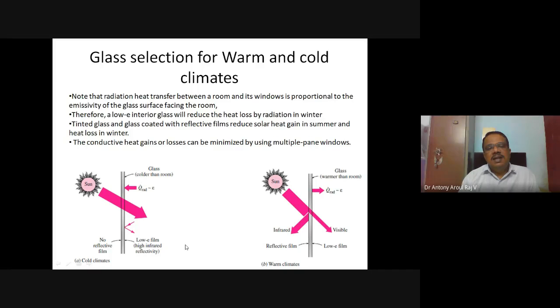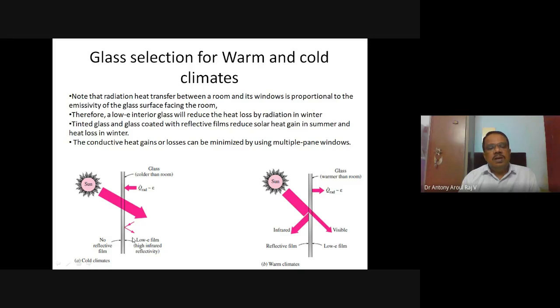When it is entering inside, it will undergo multiple reflection. When it is coming and falling on this surface, because of low emissivity, it cannot go outside. So again it is reflected back. So it will be producing a greenhouse effect into the room. So what will happen? The temperature of the room will be increasing, and that is what is required for us.